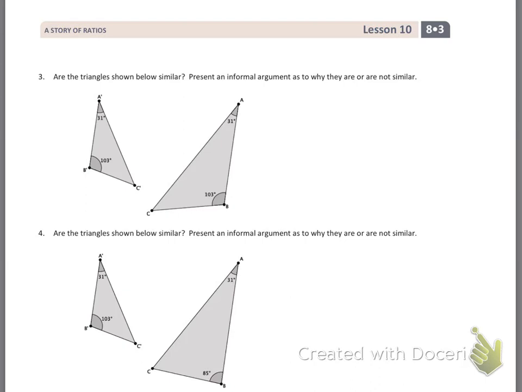Okay, so find exercises 3 through 5 in your class notes and work on those and then come back and check your work against mine. So go ahead and pause the video now and use the angle criterion for similar triangles to show whether these different pairs of triangles are similar to one another.